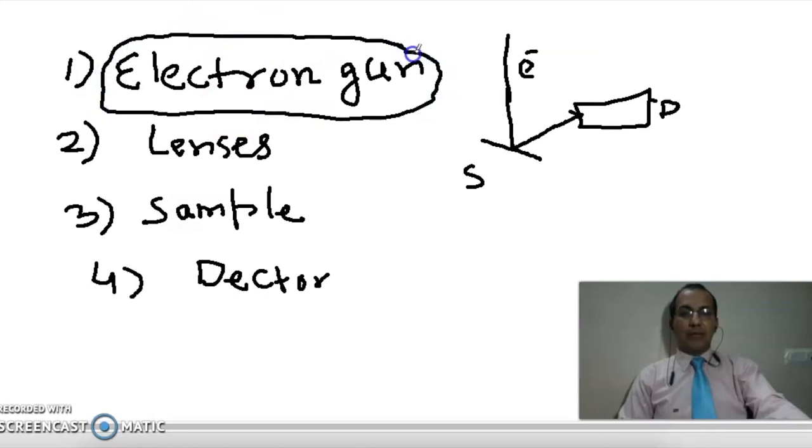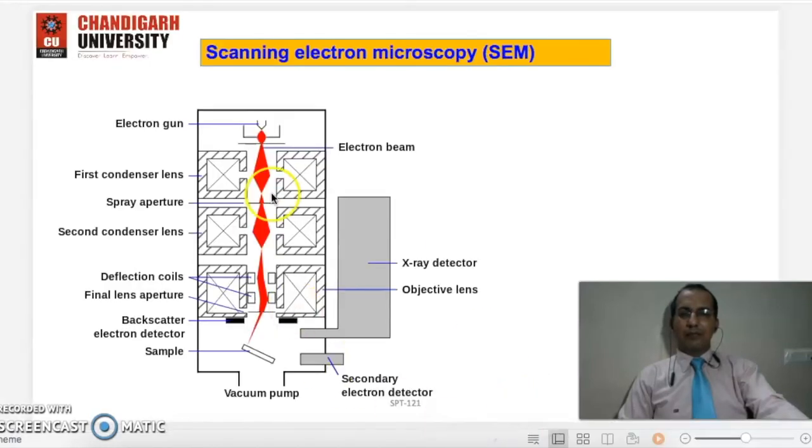And once the electrons are emitted, our next task is to direct the trajectory, because in normal cases the electrons will be going in all the directions. How to define their trajectories? These trajectories are defined with the help of the lenses. And we also have to understand what kind of lenses these are. If I pull this up, it is written: first condenser lens, spray aperture, second condenser lens, deflection coil, the final lens aperture. Then you have all this stuff over there.